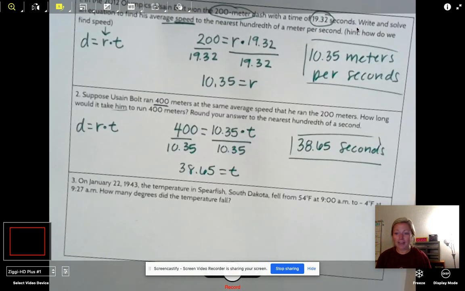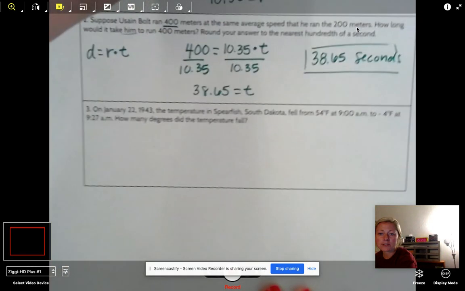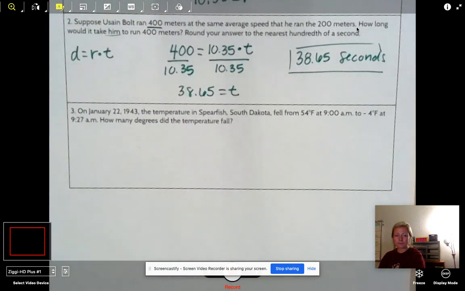Okay, our last real life problems using simple equations. It says on January 22nd, 1943, the temperature in Spearfish, South Dakota fell from 54 degrees at 9 a.m. to -4 at 9:27 a.m. How many degrees did the temperature fall? So we're looking at how many degrees was it from 54 degrees to -4? Like, what number gets me from there to there?